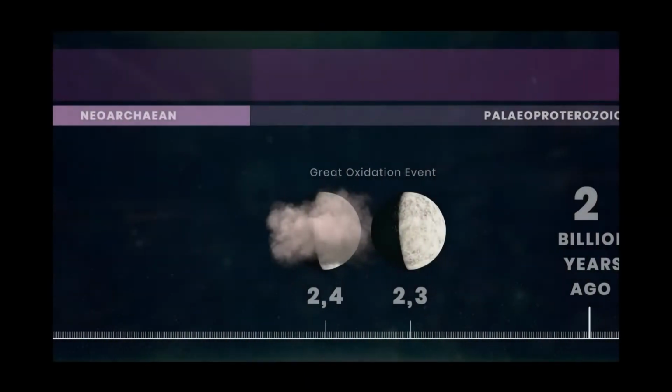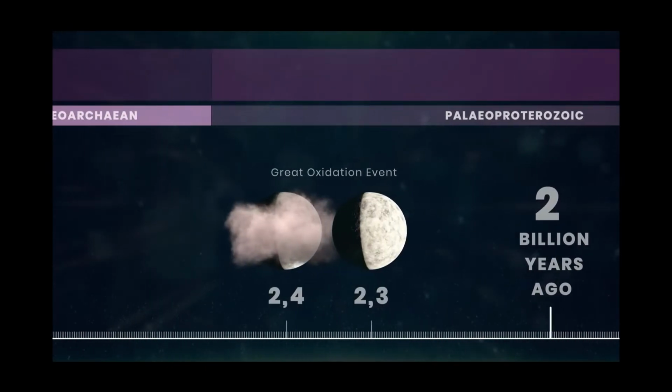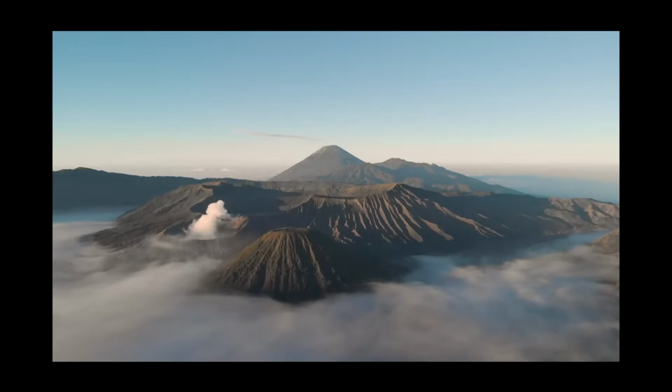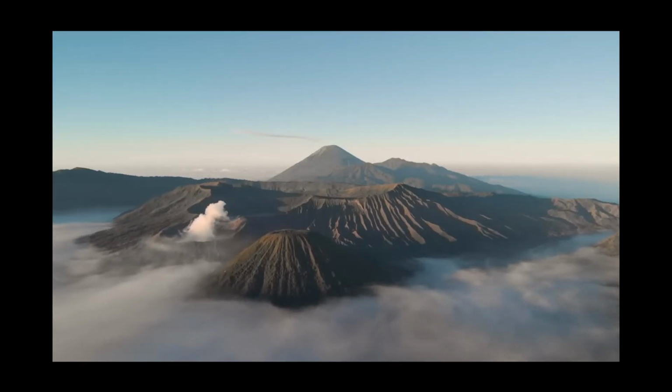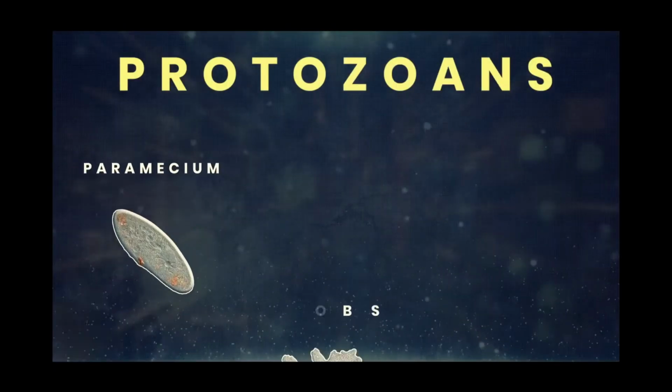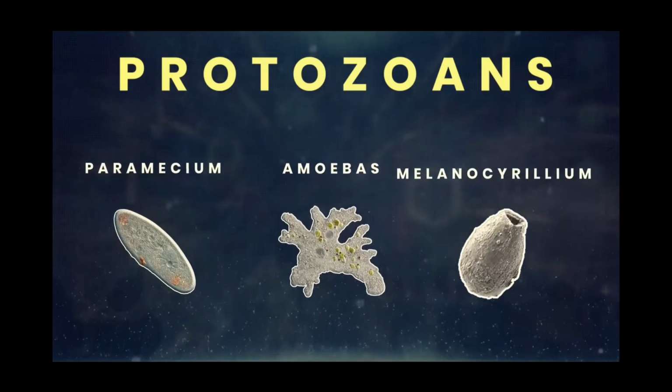Around 2.3 billion years ago, the Earth froze over as the possible result of the Great Oxidation Event, and volcanic activity on the planet slowed down. Over time, the ice melted, which resulted in more oxygen being indirectly released into the atmosphere. This gave way to the Neoproterozoic era, where protozoans such as paramecium, amoebas, and melanocerilium evolved.